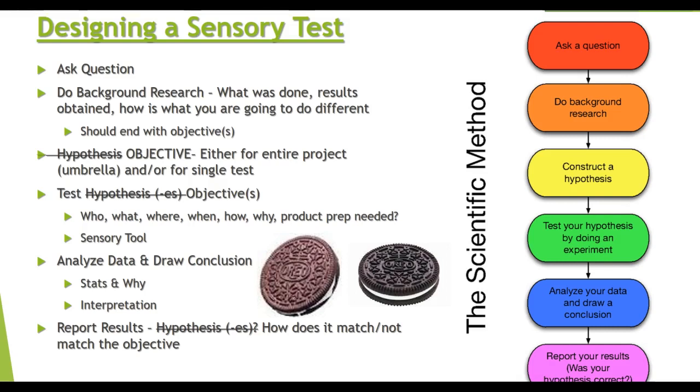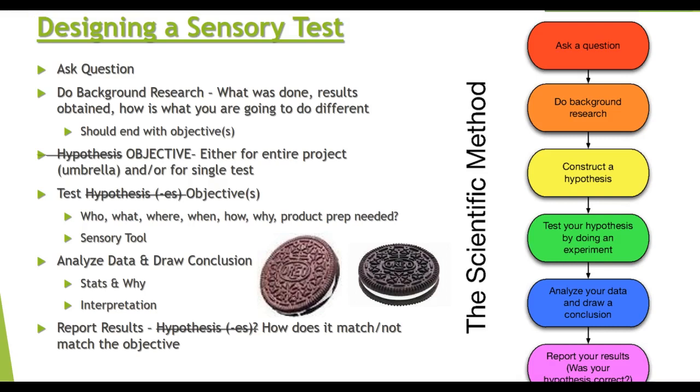Then we have to analyze the data and draw a conclusion, and we need to consider what statistics we're going to use and why, and how we're going to interpret it. When we design a test, and here is where Brian Wansink failed. He did a test, he didn't get the results he liked, so he parsed his data until he found some information that he could report.